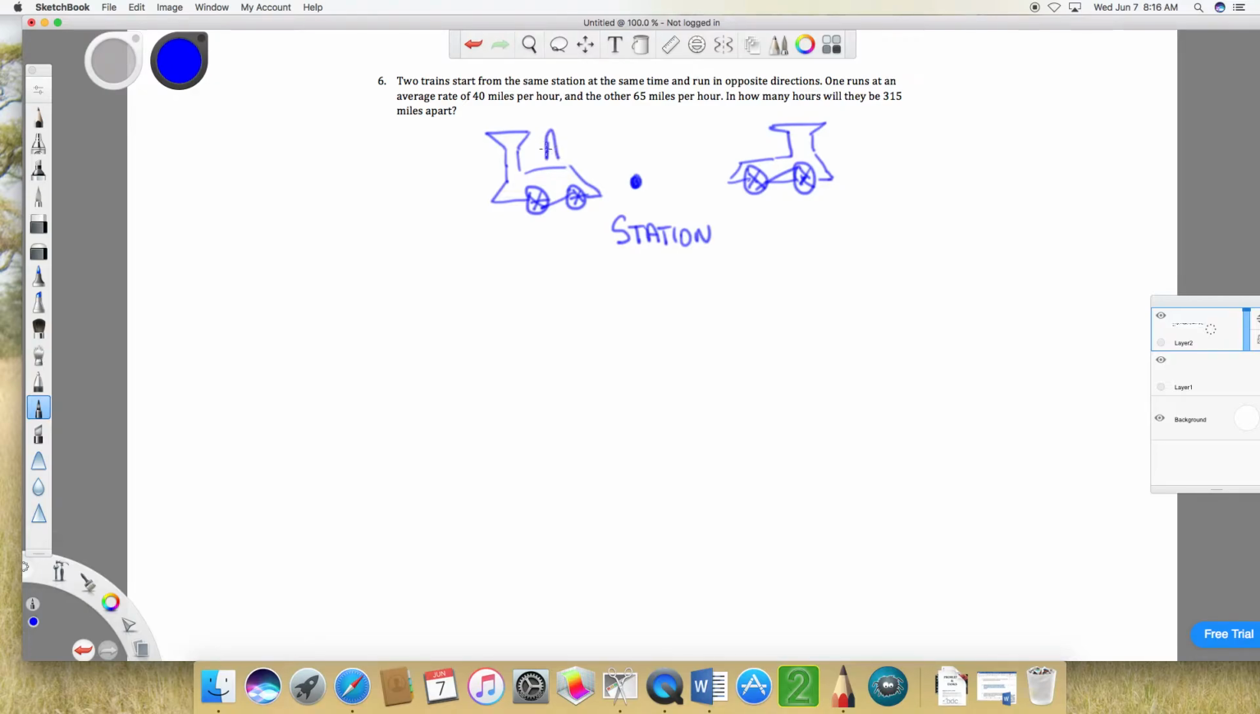Let's call this one train A and this one train B just to distinguish between them. You can think of your own names. One runs at a rate, so let's come over here, and the rate of train A is, say, 40 miles per hour. And the rate of train B looks to be 65 miles per hour.